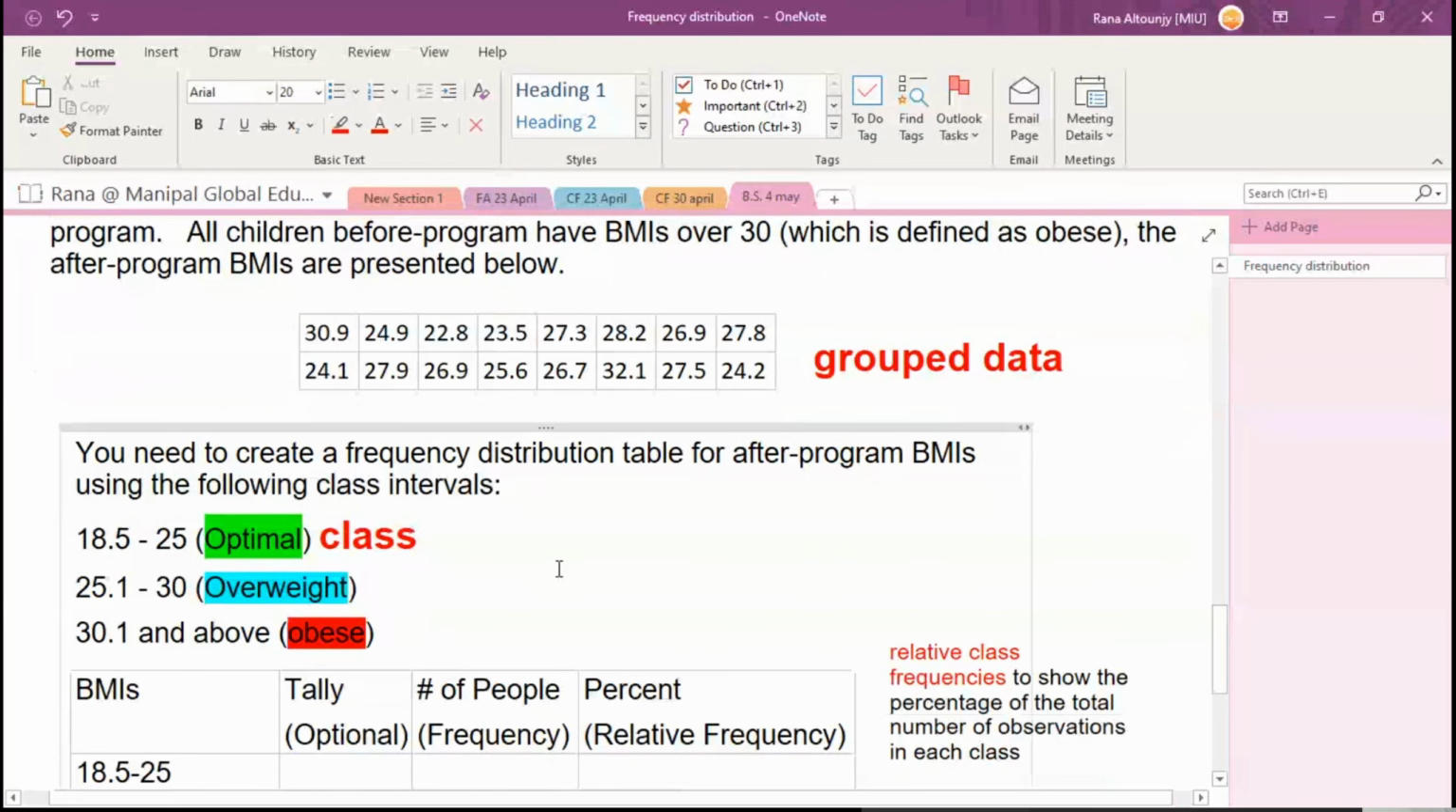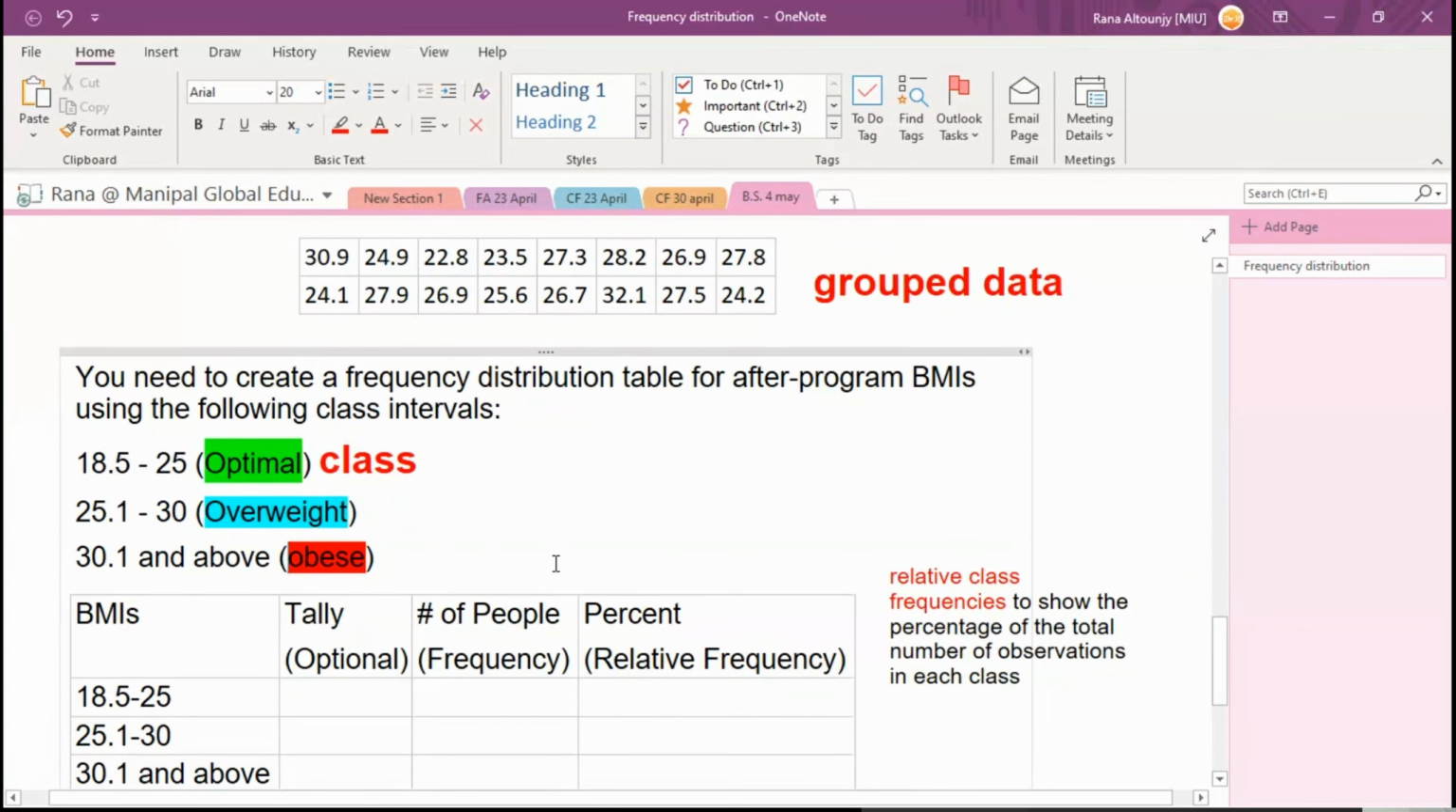So for our frequency distribution, we need to count, right? Tell me how many there are under the first class, which is the optimal. Okay, let me help you to do it. Because we already have 16, it's very easy to count, but normally there is one step when we are doing these things manually. I will teach you in the next step how to do it in Excel.